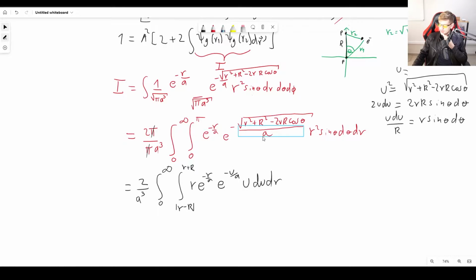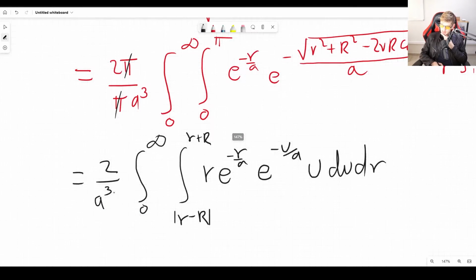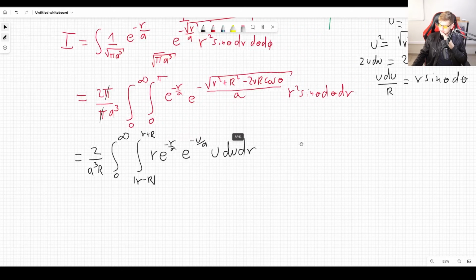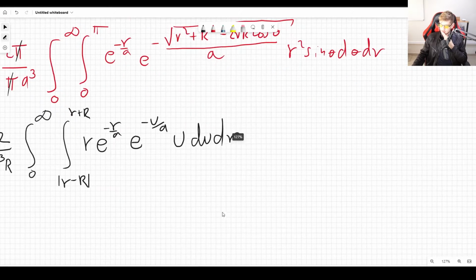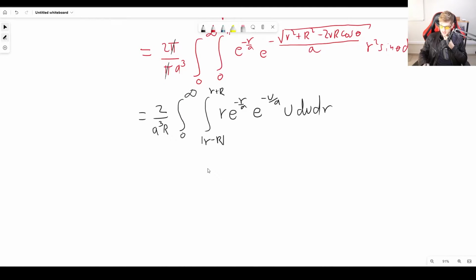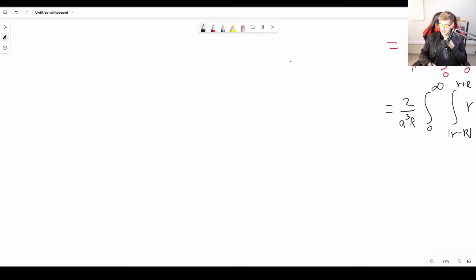That thing is u over a, 1 over R. Oh, and don't forget about this divided by r. So there's still 1 divided by r here. Okay, did we forget anything else? u du over R is r sine theta d theta. No, I think we're fine. Okay, so now we need to figure out what the u integral is. So let me just go here off to the side and call it I_u maybe.